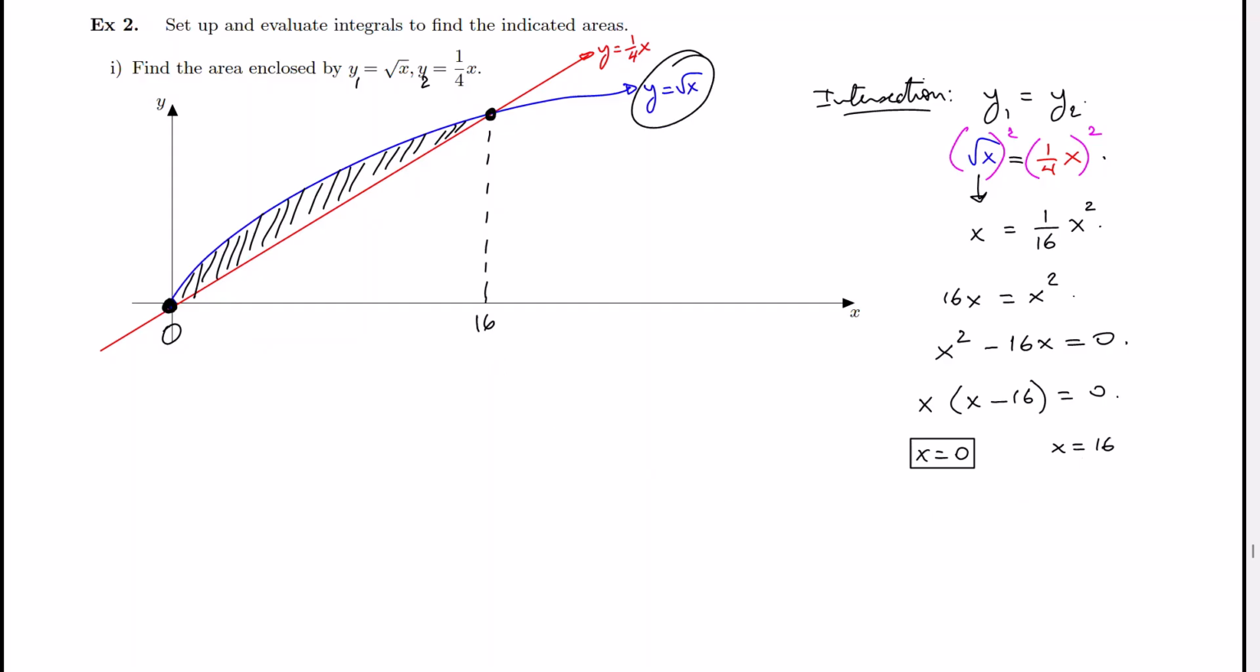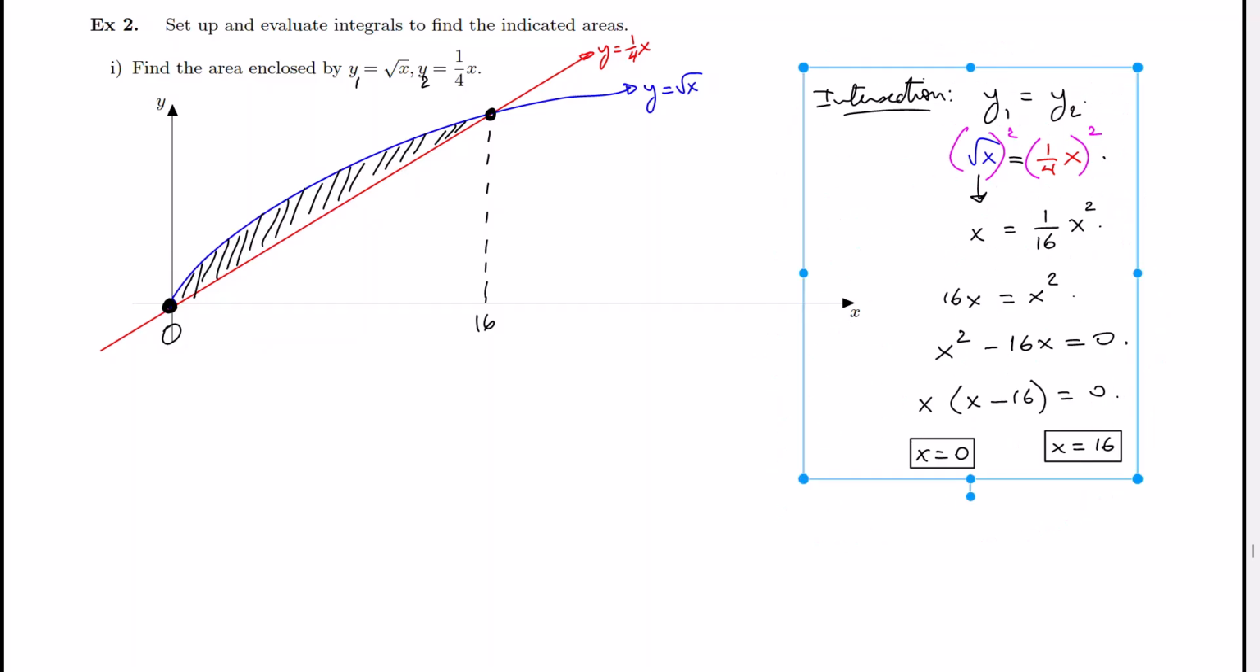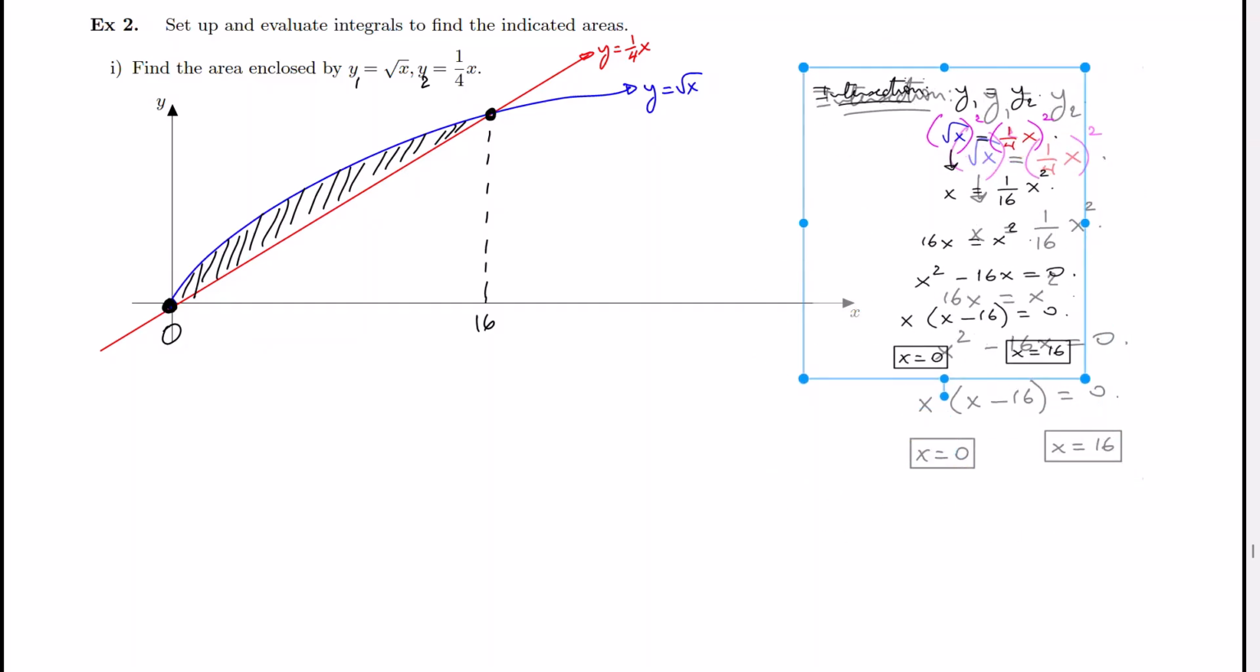What's the square root of 16? Square root of 16 will be 4. And what's 1/4 of 16? So 1/4 of 16 is also equal to 4. So it seems like we did everything correctly. And so we have the final answers that we need for the left and right bounds. So this part of the problem, the intersection point, has to be done somewhere. It needs to be shown.